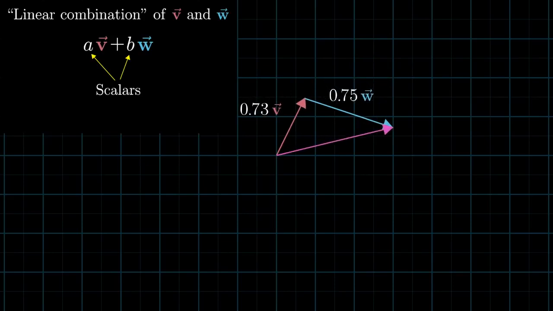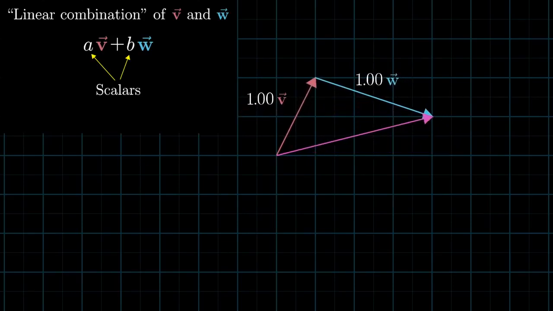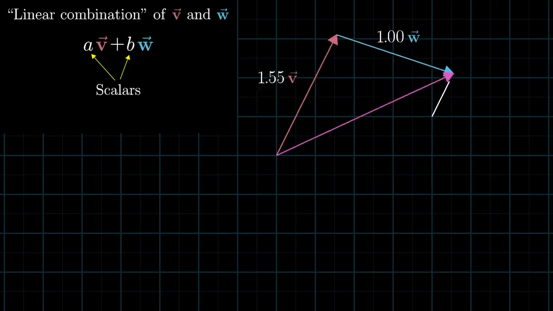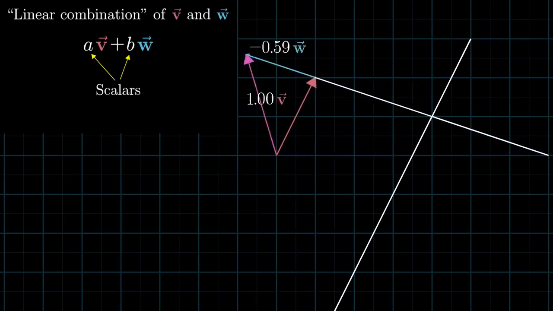Where does this word linear come from? Why does this have anything to do with lines? Well, this isn't the etymology, but one way I like to think about it is that if you fix one of those scalars and let the other one change its value freely, the tip of the resulting vector draws a straight line.